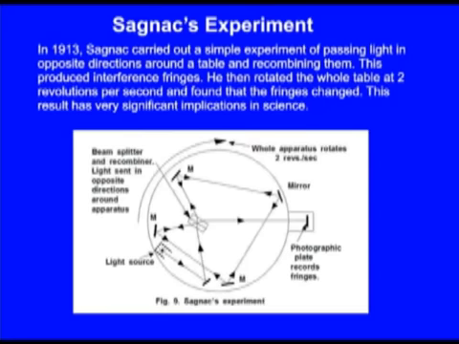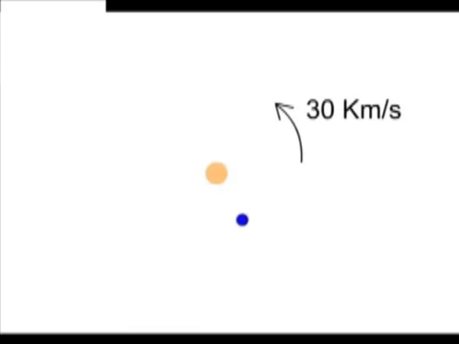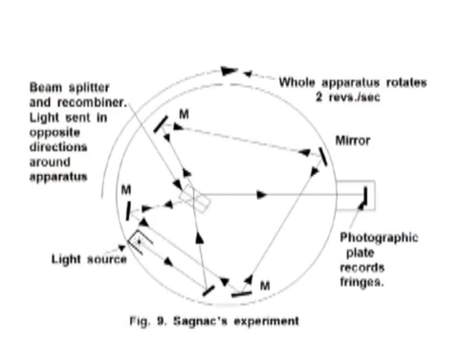In 1913, Sagnac carried out a simple experiment of passing light in opposite directions around a table and recombining them. This produced interference fringes. He then rotated the whole table at 2 revolutions per second and found that the fringes changed. This result has very significant implications in science. It proved that the ether existed. It works as follows.